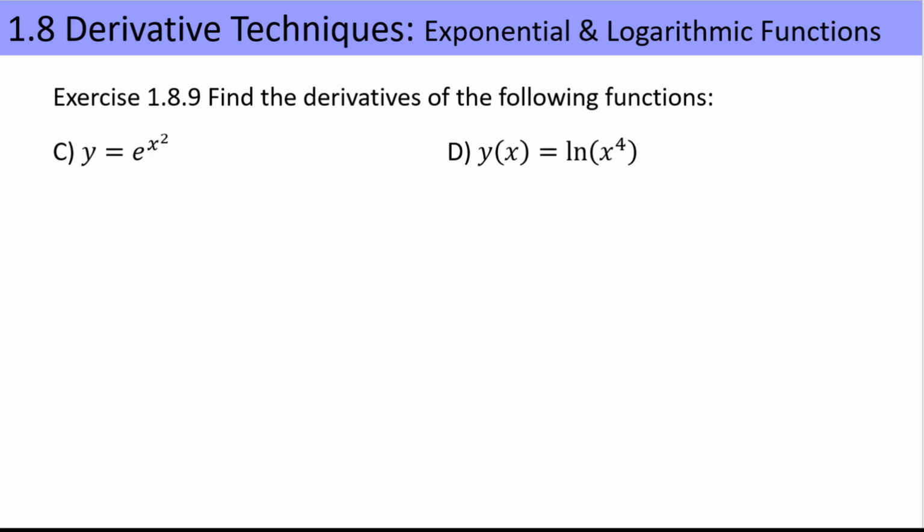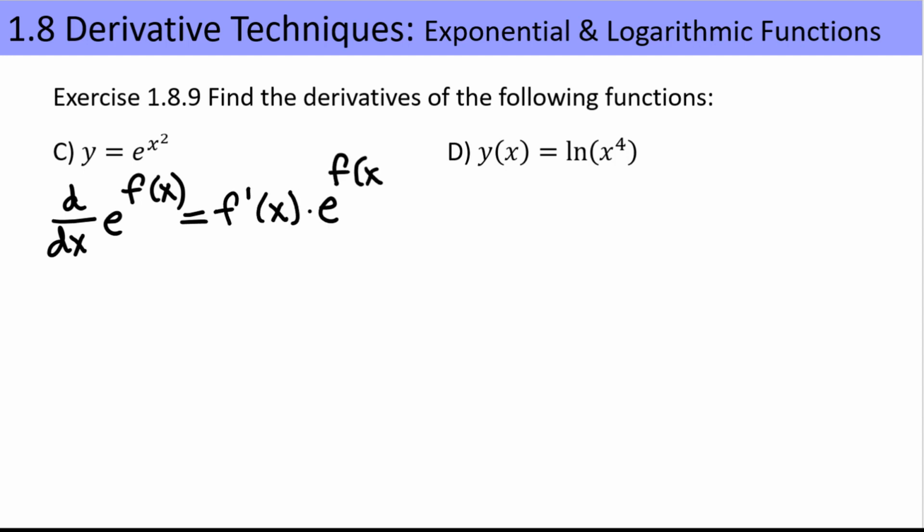Let's continue with part C. Y equals e to the quantity x squared. Let's write that differentiation formula again. That is d dx of e to the f of x is equal to the derivative of f of x times e to the f of x. For this specific function, the power function, x squared, that's our f of x. And so the derivative of x squared is 2x.